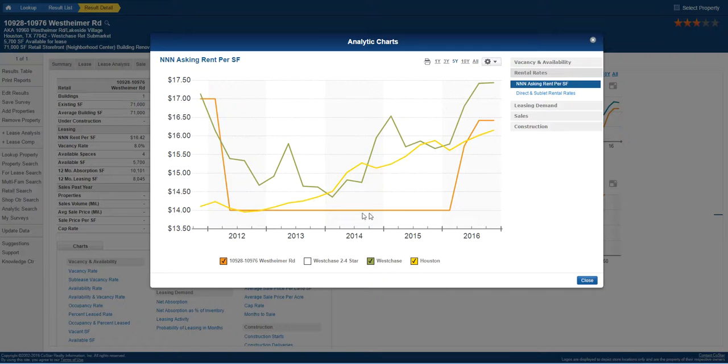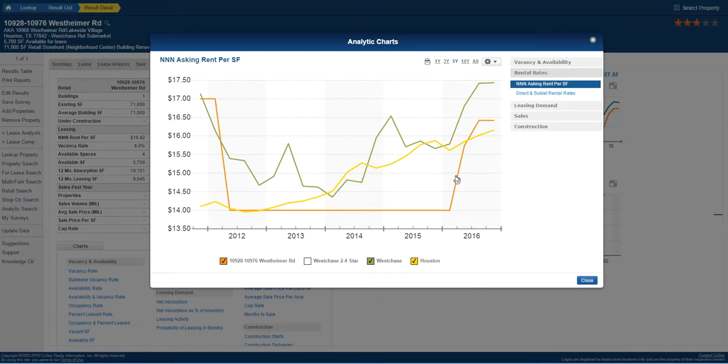So from 2012 to 2015, they had a $14 asking rate, while at the same time, Houston started to outpace as far as rental rate. That's the yellow line. And you can see the green line here at West Chase was far outpacing this property, close to 2015. So just recently, you see a pickup here in 2016 where they started picking up the rates.